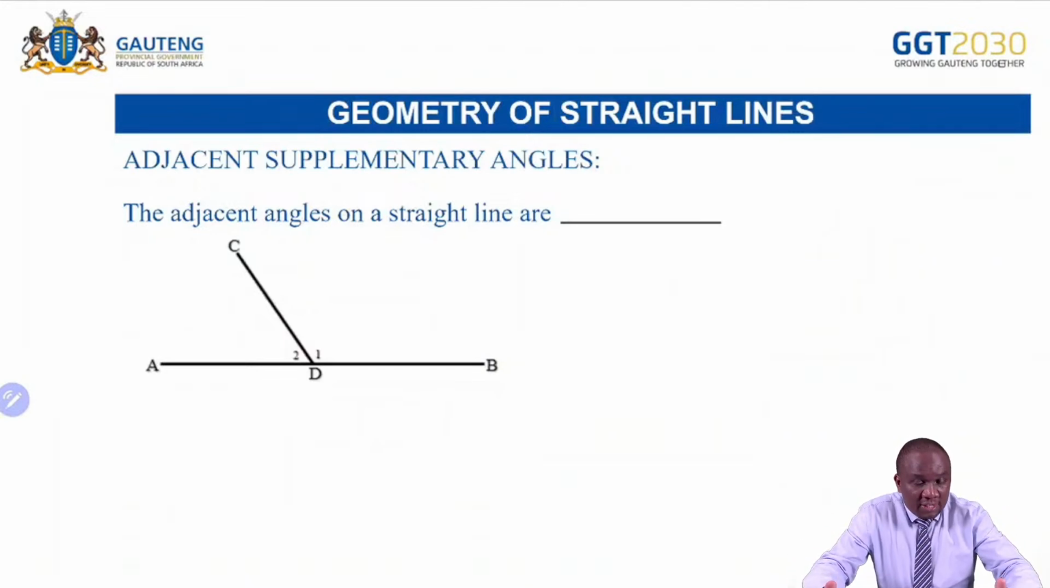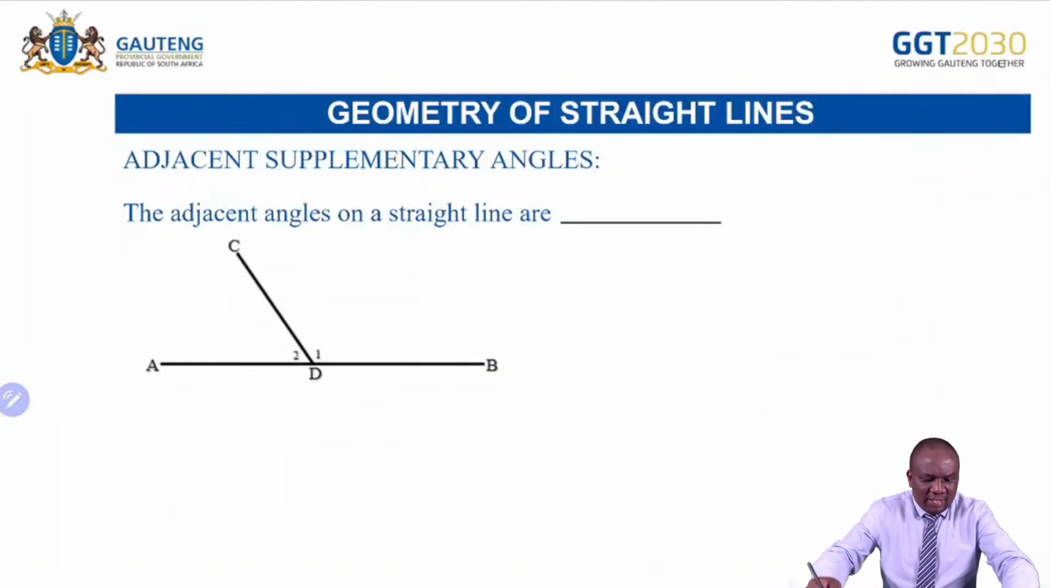Of lines. We're going to start looking at the intersecting lines, and then after looking at the intersecting lines, we're going to look at the parallel lines. Geometry of intersecting lines, and then after that, the geometry of parallel lines. Let's start with the geometry of intersecting lines.